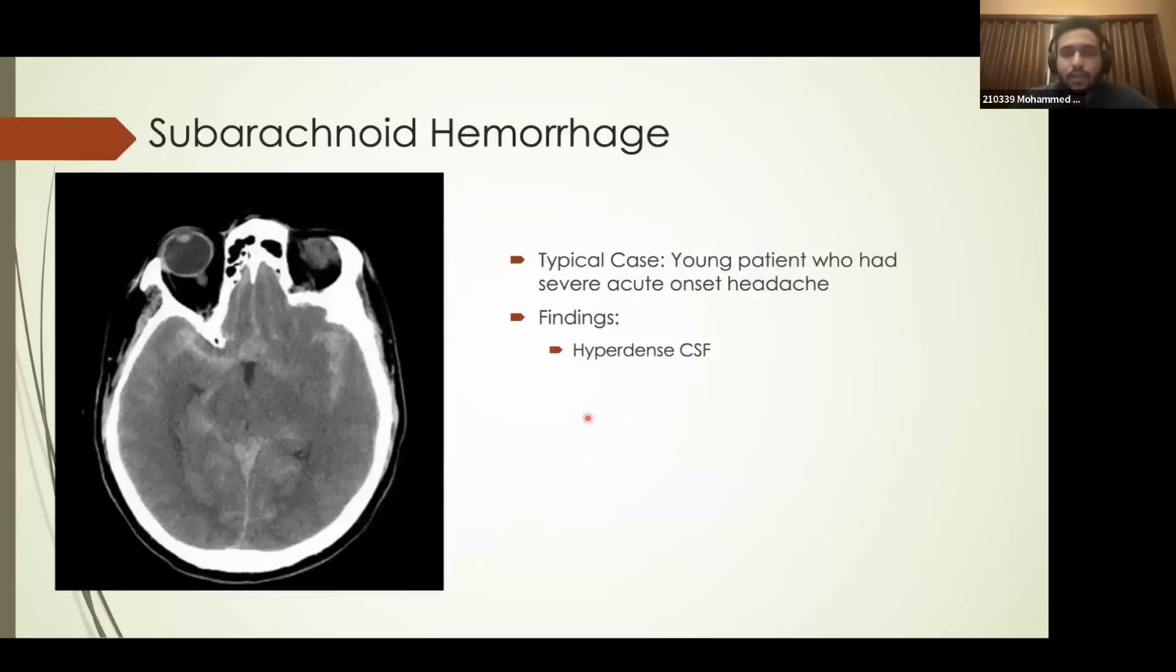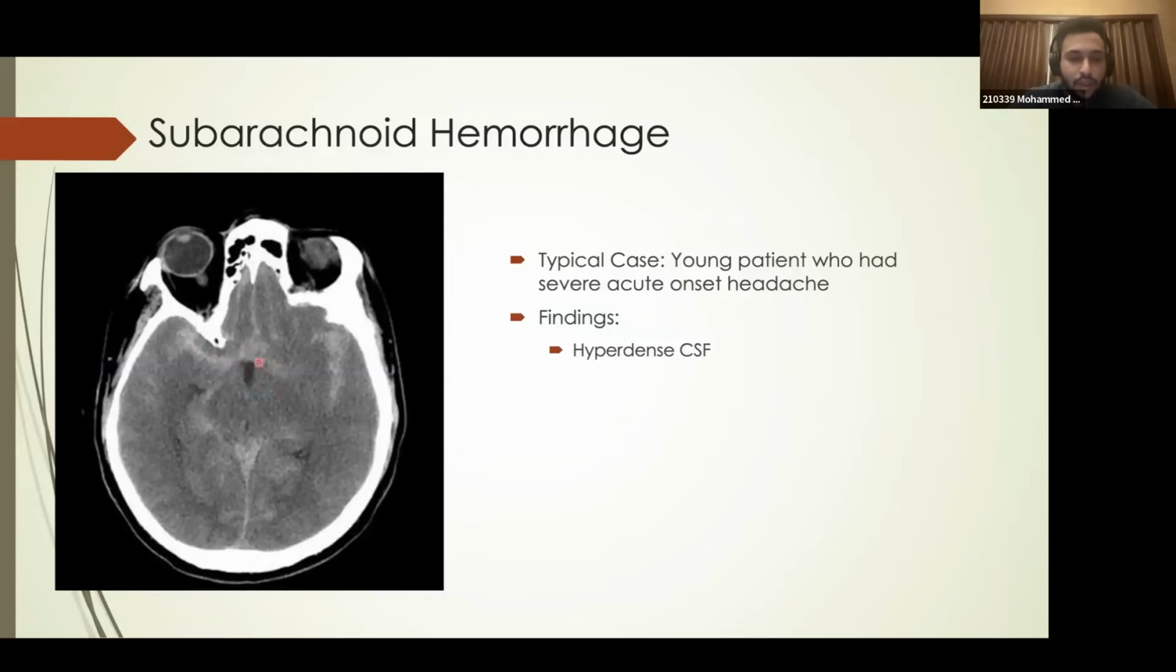Now, the first thing, as I said, is you look into the ventricles and the CSF in general. Here you can see that the CSF, which should be over here and should be dark in color, is now hyperdense, or more radiopaque. This means that there is blood in the CSF. And specifically, this is in the subarachnoid space. So what do we call this? Subarachnoid hemorrhage. And it's very easy to tell.